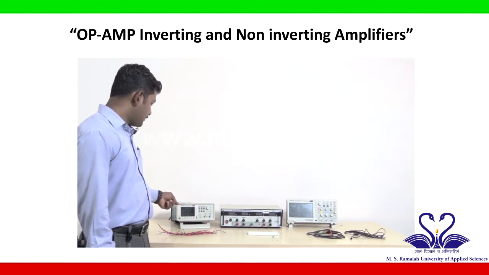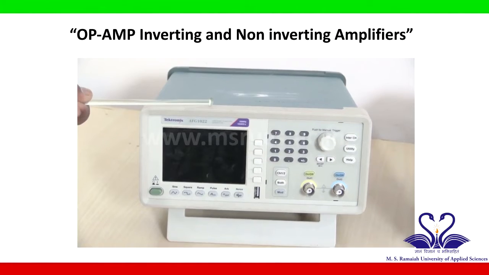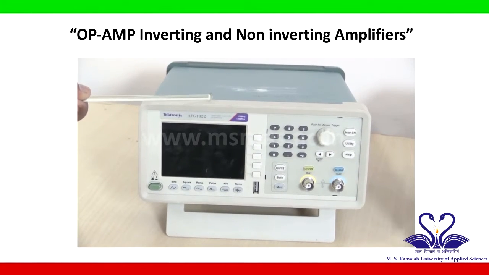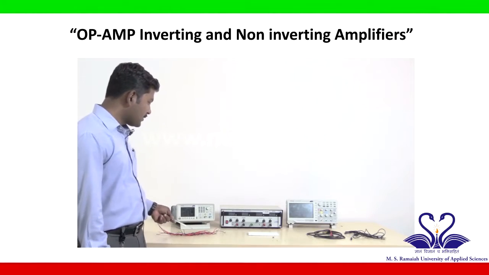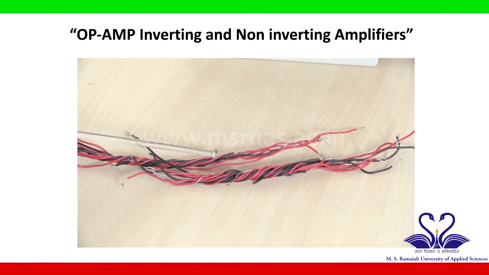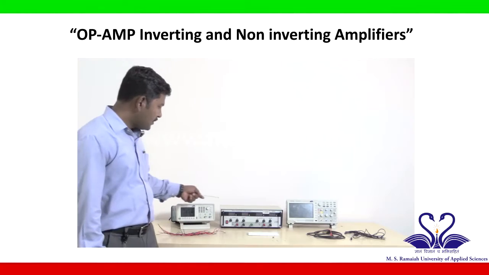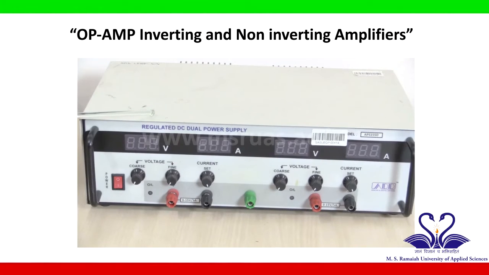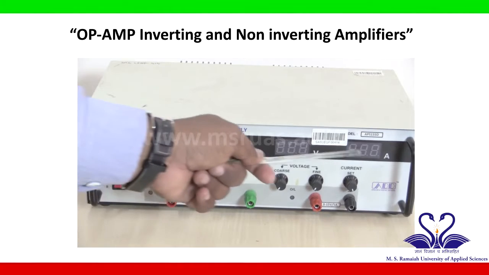Function generator. This is function generator. It is used to apply the sine wave as an input to the given circuit. Connecting wires. These are connecting wires which are used to connect the different components on breadboard. Dual DC power supply. This is dual DC power supply. It has two DC power supplies. One is this one and one more is this one.